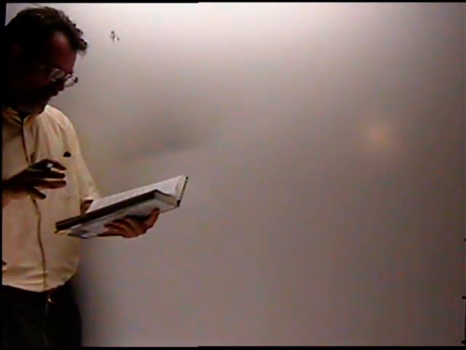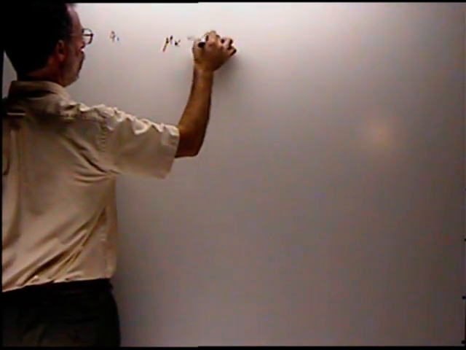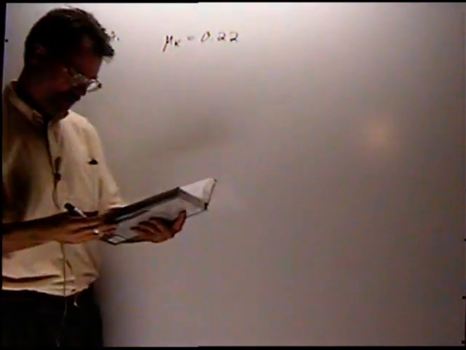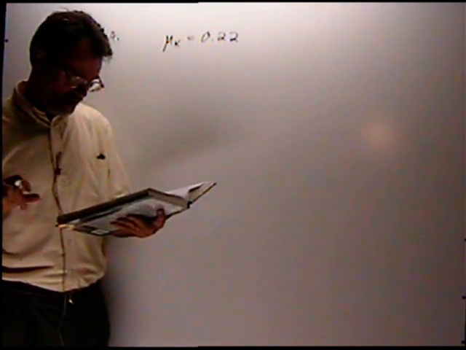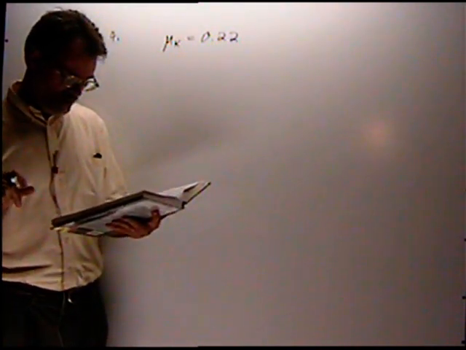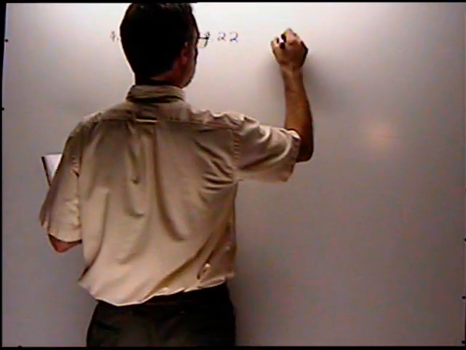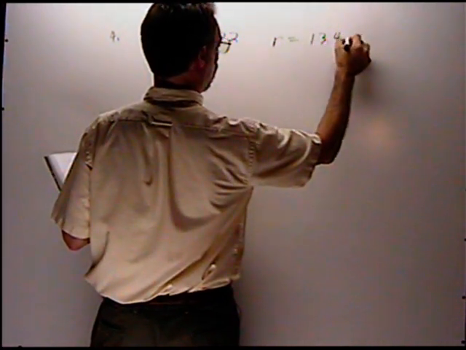A car is traveling down a slippery road, and it gives you the kinetic coefficient of friction. We'll assume it's kinetic because it says it's traveling, of 0.22. What is the maximum speed at which the car can take a flat road whose radius of curvature is 13.4 meters?